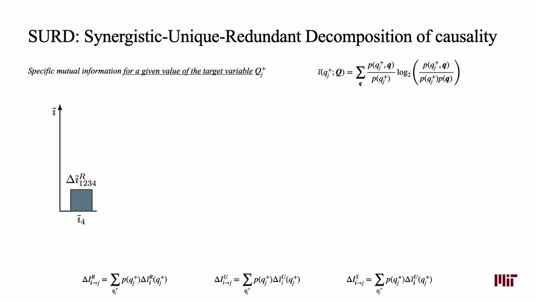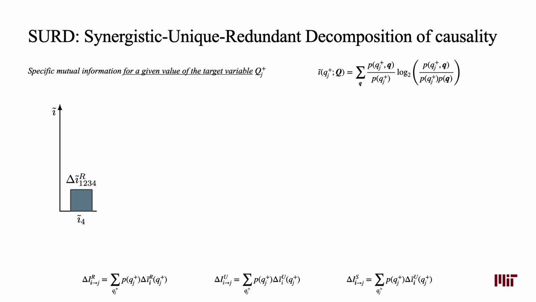The next question is, how do we decompose the information of the target variable into its various causal components? We achieve this using the concept of specific mutual information. For each of the possible states of the target variable, we calculate the specific mutual information between that state and all the possible combinations of the vector of observed variables.